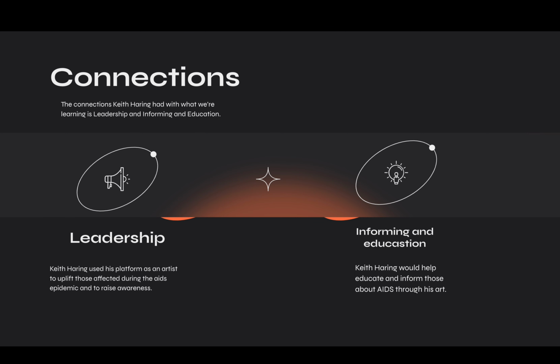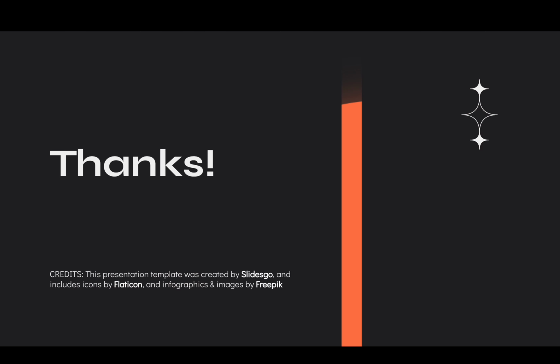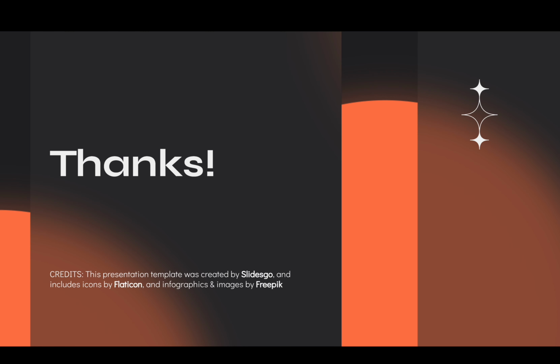So the connections Keith Haring had with what I learned at the time were leadership and informing and education. Leadership, being using his platform as an artist to uplift those affected during the AIDS epidemic and to raise awareness. Informing and education, because at the time people were ignorant, and Keith Haring used his platform to educate and inform people about AIDS through his art. And that's what the whole presentation was about.